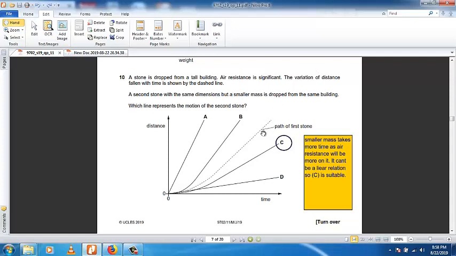So this is the path of the first stone. Air resistance has increased. Now the stone experiences more air resistance, so it will take more time. So C could be a possible answer because T is linear, so it can't be a possible answer. So C.